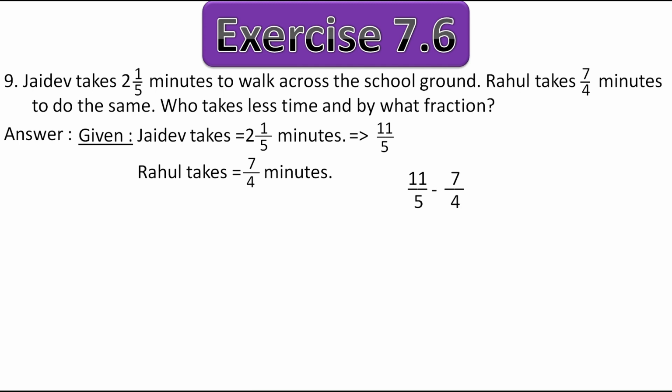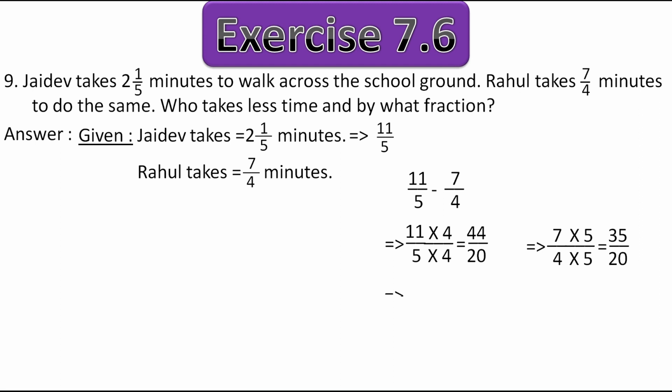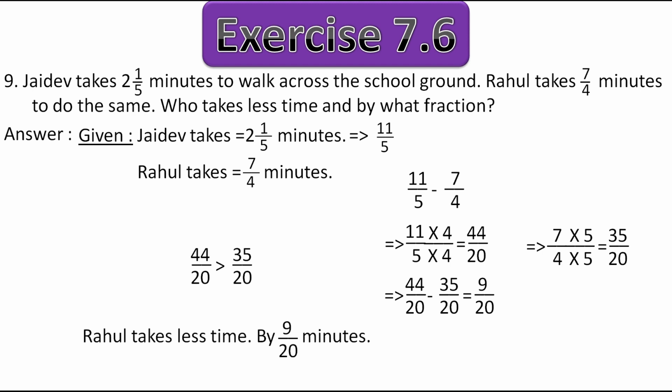Okay. As the denominators are co-prime, let's multiply the first fraction with 4. Now I got the answer as 44 upon 20. Now 7 upon 4, when I multiply with 5, I'll get the answer as 35 upon 20. Now let's subtract 44 upon 20 minus 35 upon 20 will give you the answer as 9 upon 20. So to compare we take these fractions 44 upon 20 and 35 upon 20. Here 44 is greater and 35 is smaller. So 35 upon 20 is Rahul's time, which is converted. So Rahul takes less time by 9 upon 20 minutes.